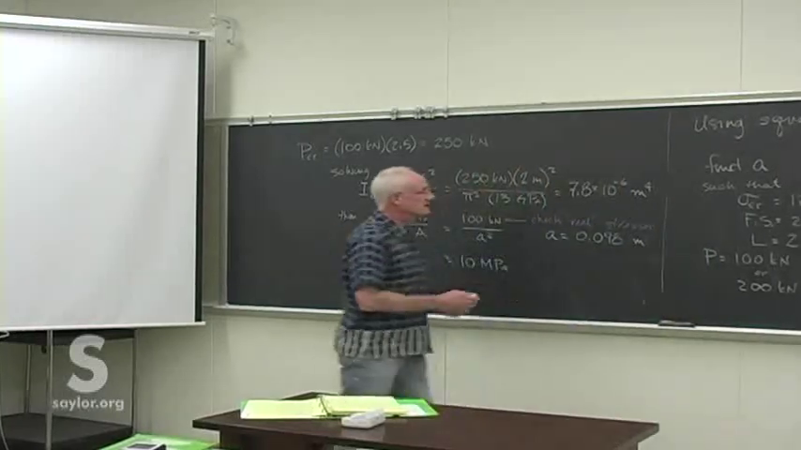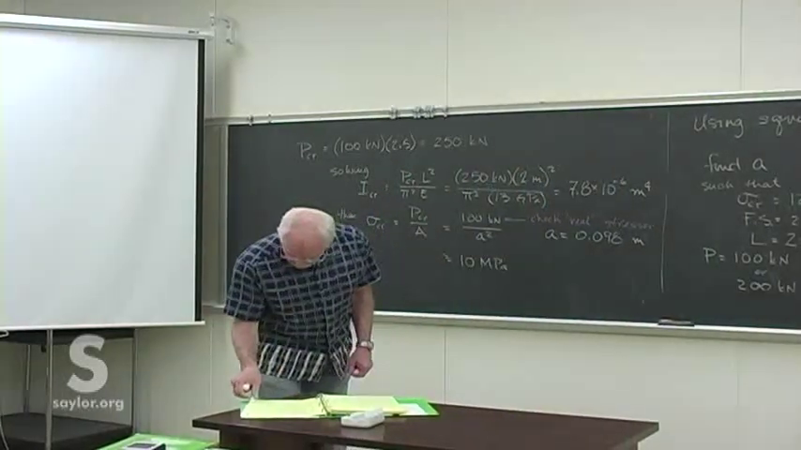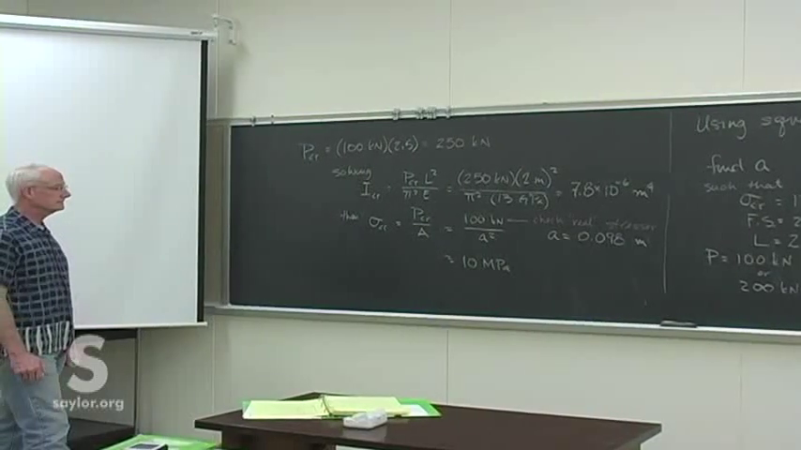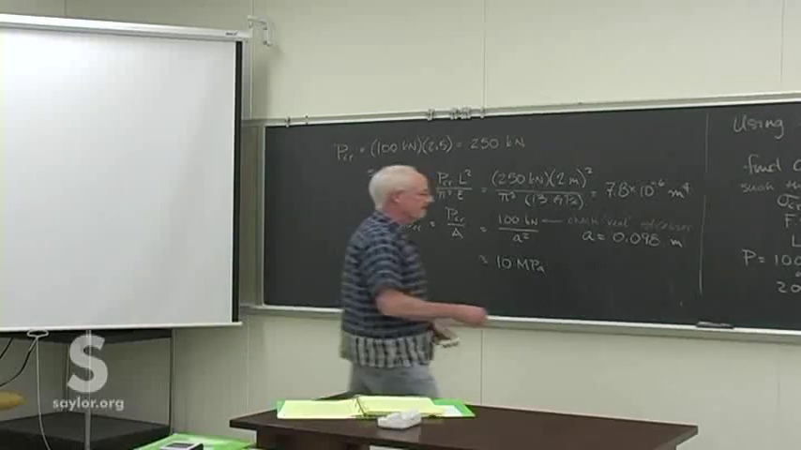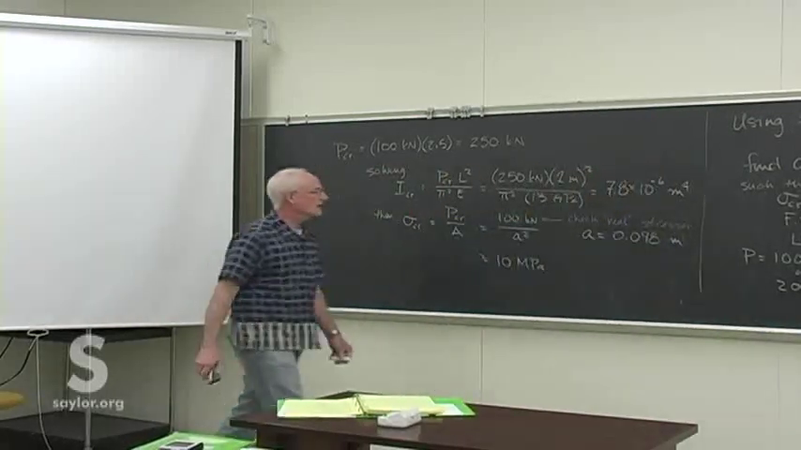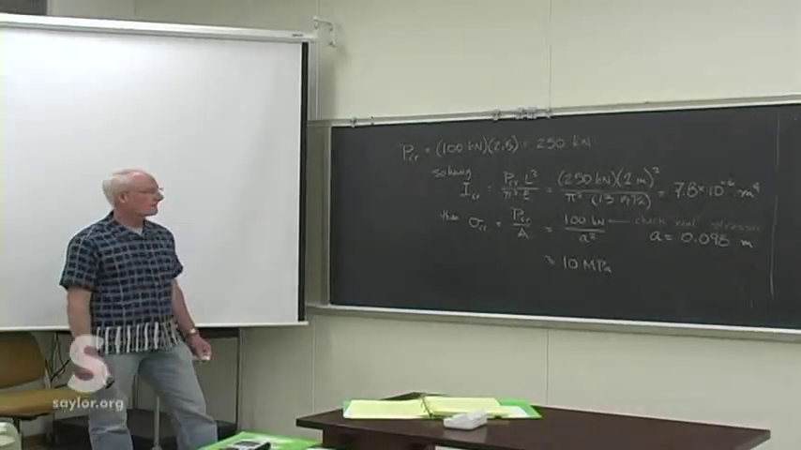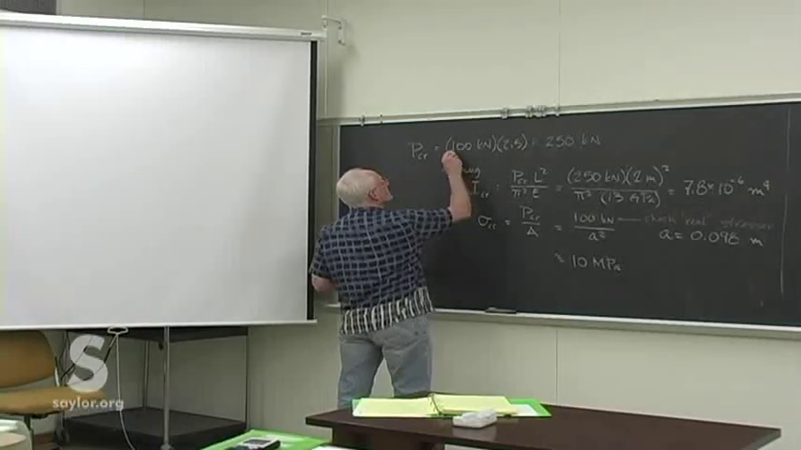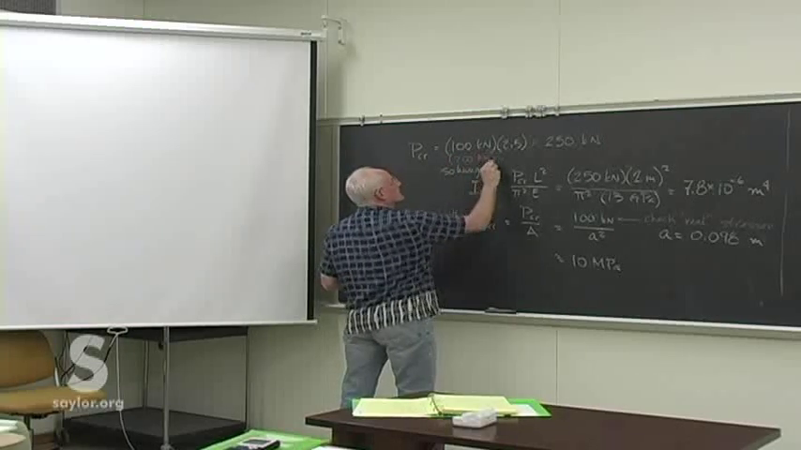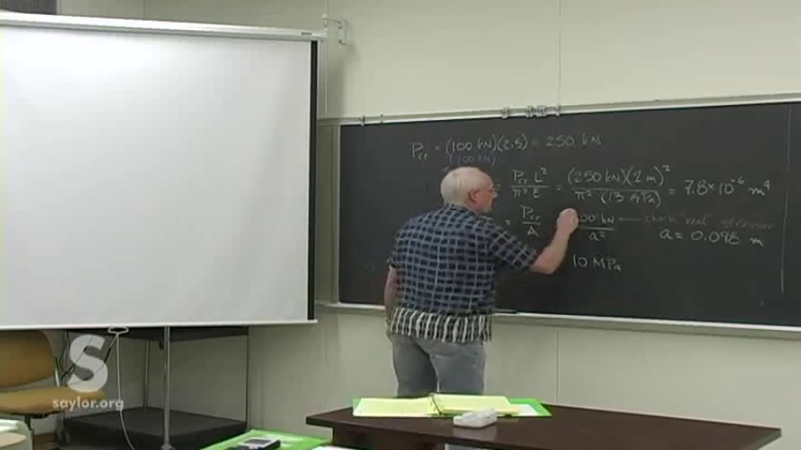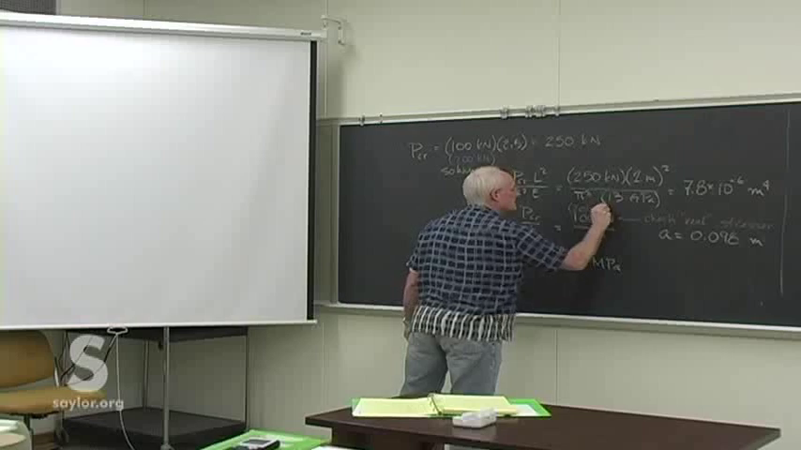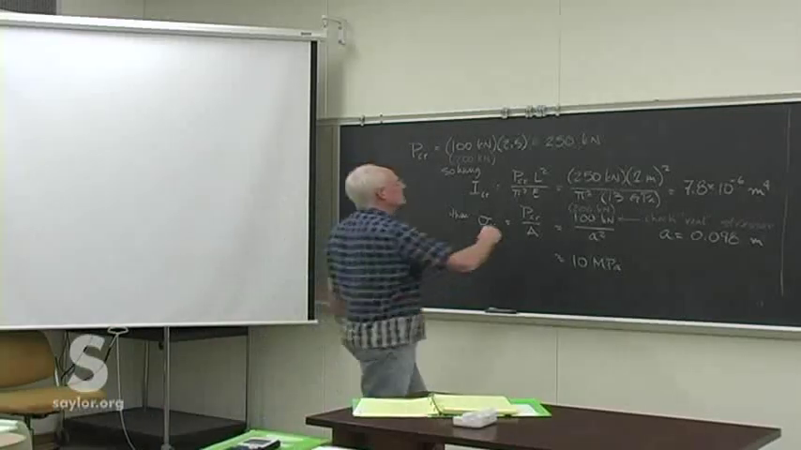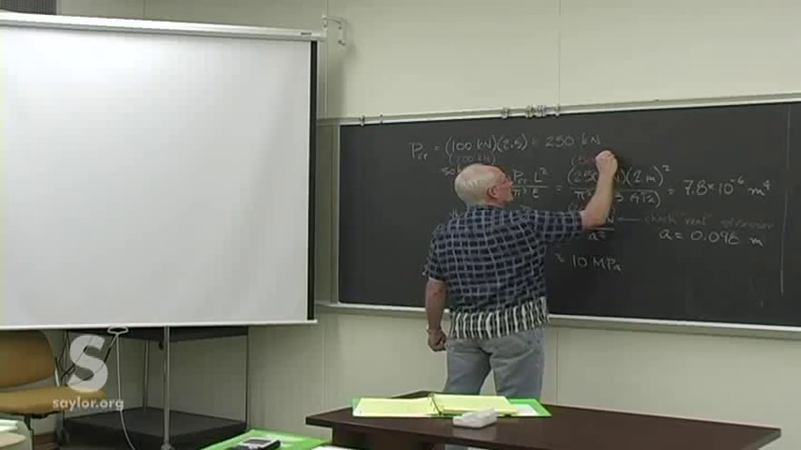All right, so I don't guess we need to, will you? I guess you could. Double check it for the 200 kilonewton load, just to see what happens when it doesn't quite work right. So just redo it for the 200 kilonewton load, remembering the factor of safety. We only want to apply it once.